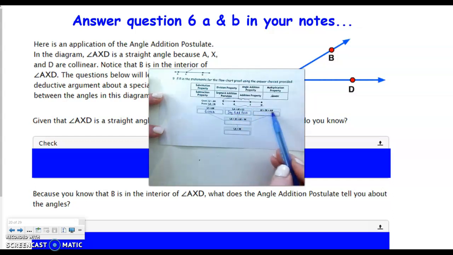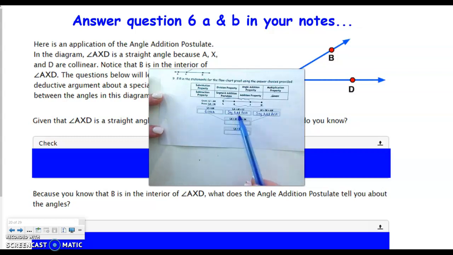Likewise, this is exactly the same thing. AI plus IN equals AN. The parts add to the whole. Again, this is segment addition postulate. So we're using that reason twice, and that's certainly allowed. These are both using that postulate.